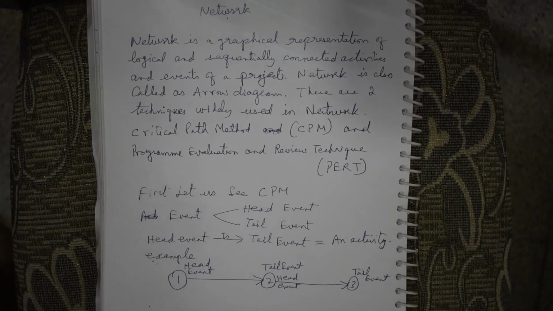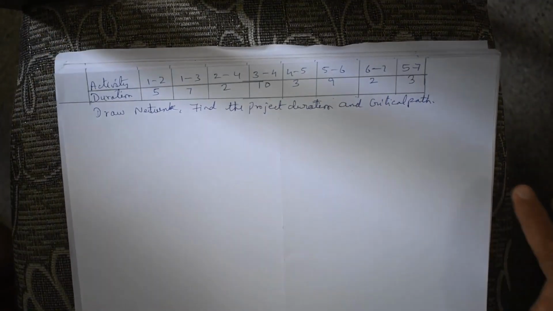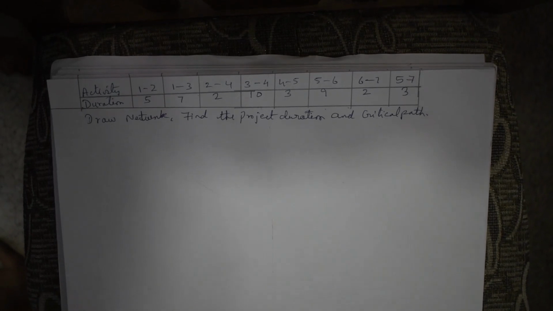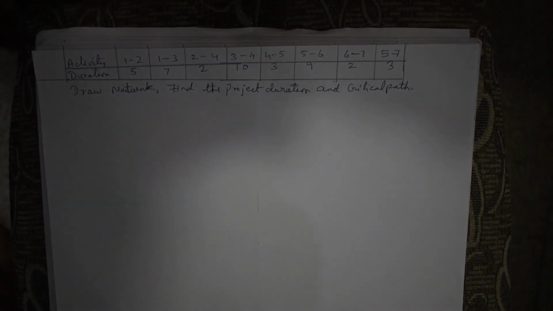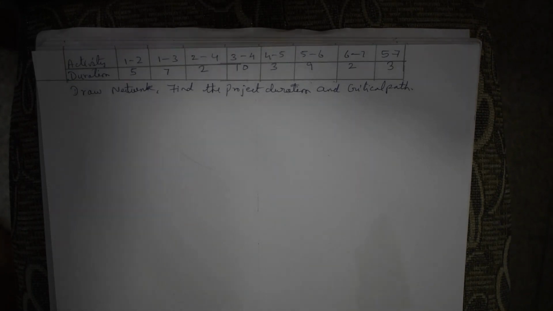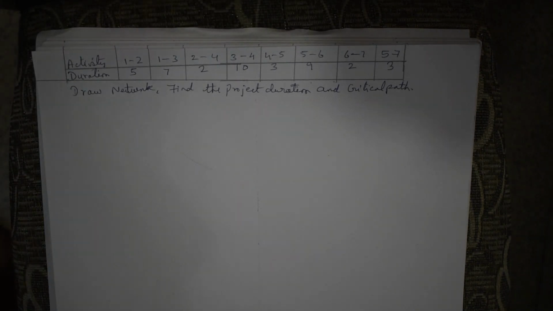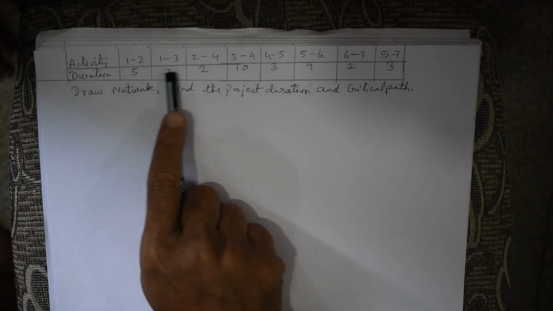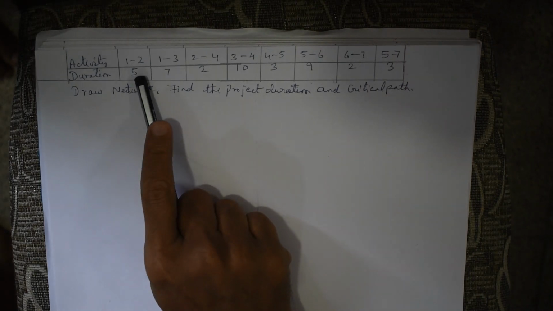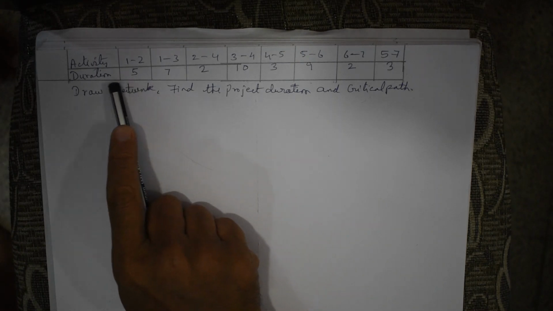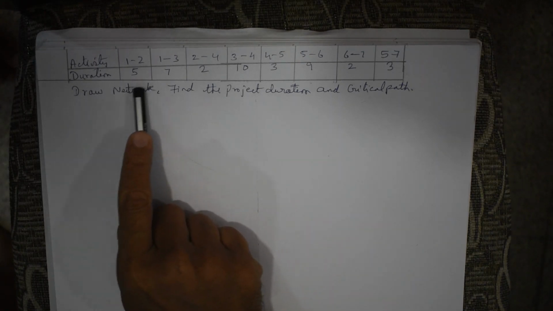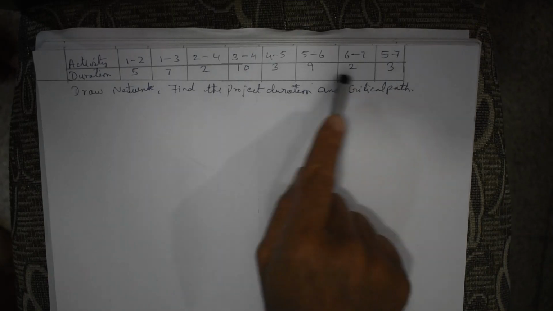So with this, I'll give you a small example and show you, or teach you rather, how to deal with the networking problem and continuously how to do the critical path method. I have some here for you with several activities. The activities are 1 to 2 with its duration of 5. Let us assume the duration is in days. So all the duration we can refer as days.